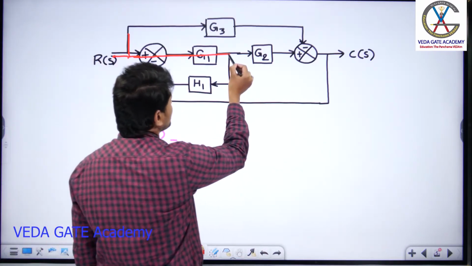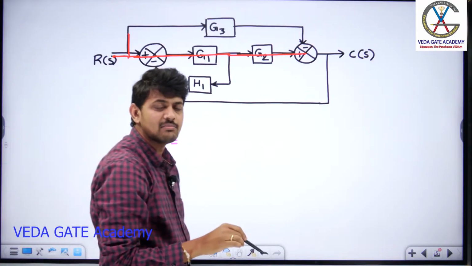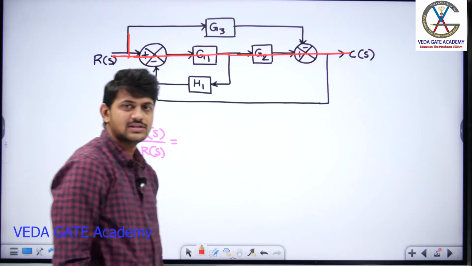Now again, I will travel in this fashion. After reaching here, can I move in the upward direction? No. What is our ultimate target? We need to reach C of S. I can comfortably move in this fashion and reach C of S. This is the first forward path.